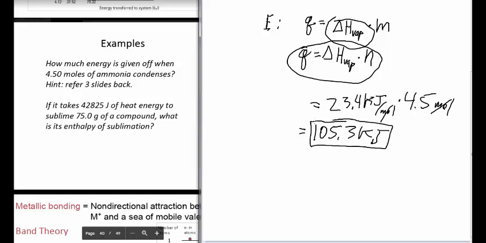You might say though, hey, this is a condensation process. Why are we using the heat of vaporization? Well, the magnitude is the same. It's just the process in reverse. So the same amount of energy goes into the ammonia when it evaporates as goes out when it condenses.